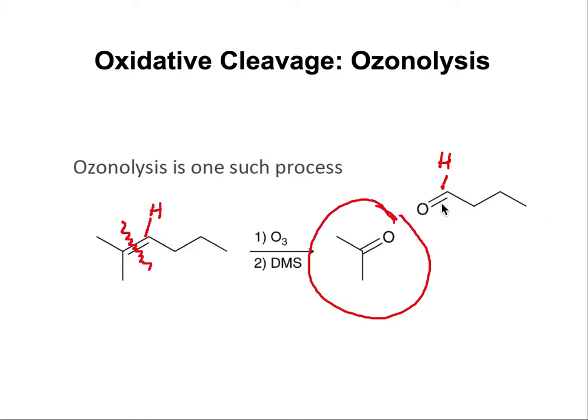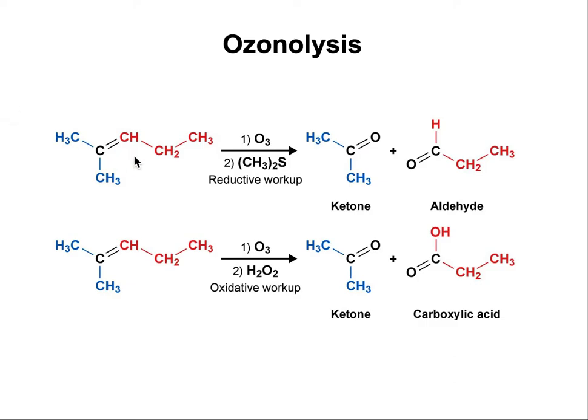We're going to see so many other examples, and I'm going to point out when you get a ketone or when you get an aldehyde. So two reagents are needed. The first one is ozone, and the second one is the quenching part of the reaction. In this case, it is dimethyl sulfide.